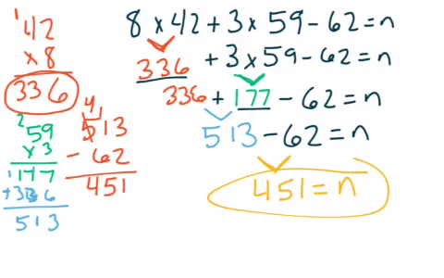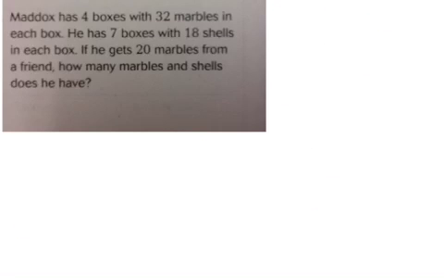Let's take a look at a word problem, and with our word problems, I need to figure out how I'm going to write this equation that I'm starting with. This is one of the word problems that we looked at in class. Maddox has 4 boxes with 32 marbles in each box. So we have 4 boxes, 32 marbles in each box. He has 7 boxes with 18 shells in each box. If he got 20 marbles from a friend, so he's getting 20 marbles from a friend, how many marbles and shells does he have?